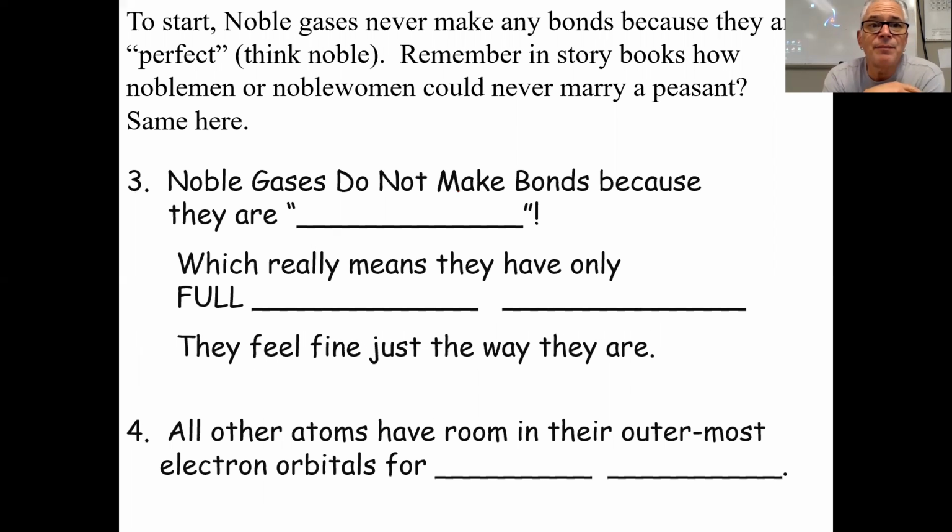So next, to start, the noble gases, that's group 18: helium, neon, argon, krypton, xenon, and radon. Noble gases are perfect. Remember, it's a silly story. A noble man can't marry a peasant like Cinderella. It's a fairy tale, right? The prince sees this peasant girl just because she's dressed up, but they can't marry. The king would never let that happen. They used to believe kings and queens were noble. Noble gases do not make bonds because they're perfect.